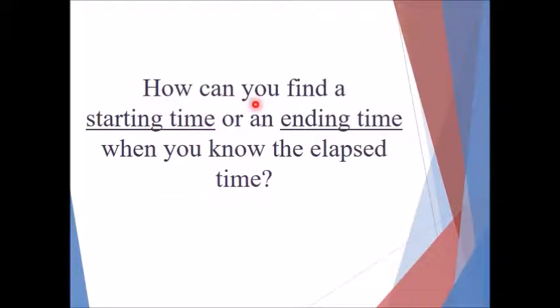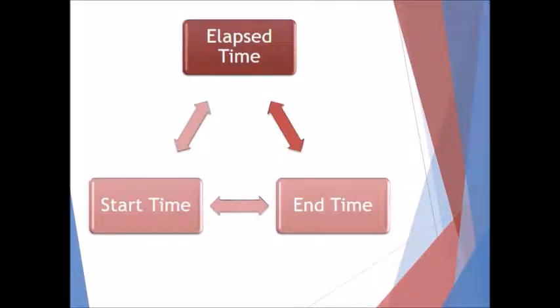Now, how can you find a starting time or an ending time when you know the elapsed time? We can find an ending time if we know the starting time and the elapsed time. And we can find a starting time if we know the ending time and the elapsed time. We can use a number line or a clock.